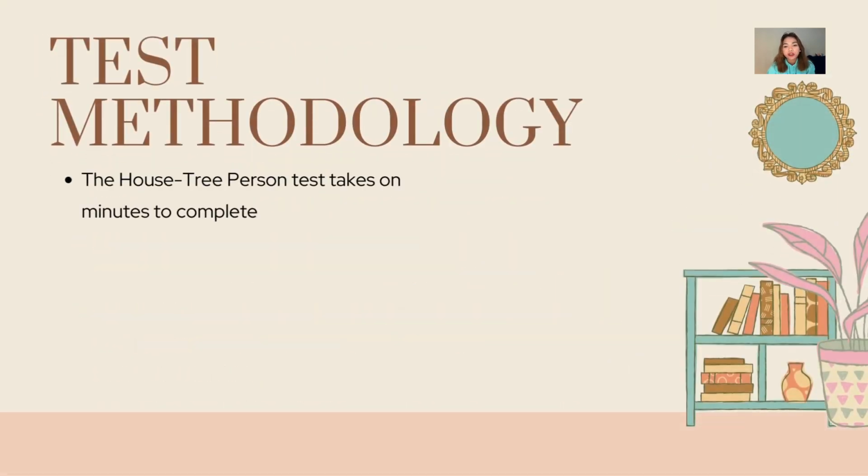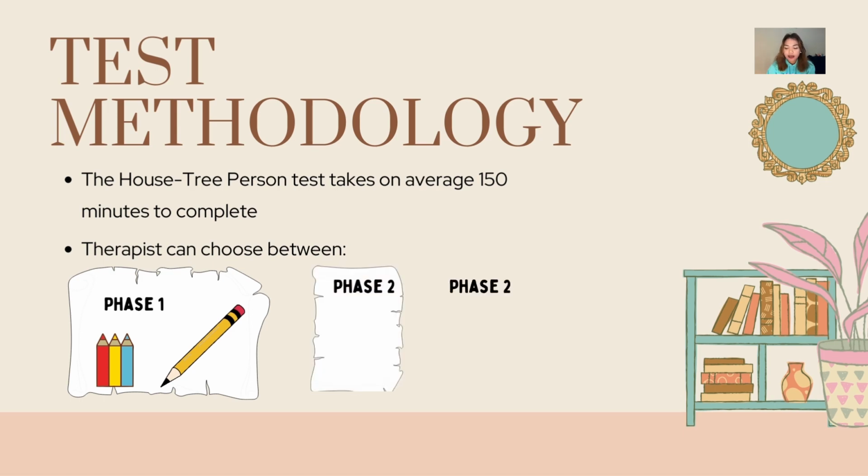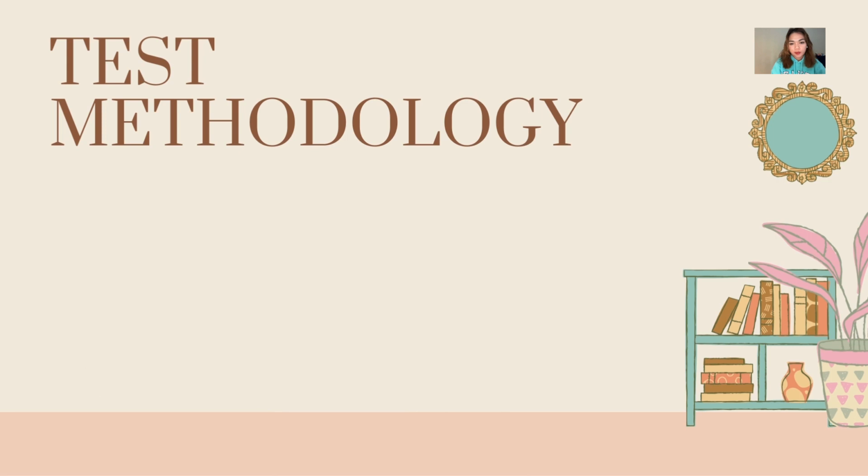The House-Tree-Person test takes on average 150 minutes to complete. Therapists can choose between phase 1 and phase 2. A one-phase test is where a pencil or crayon is used for drawing, and a two-phase test uses a crayon in the first phase and a pencil in the second. Each phase has two parts, where the first, non-verbal and creative step is followed by the structured or verbal one.